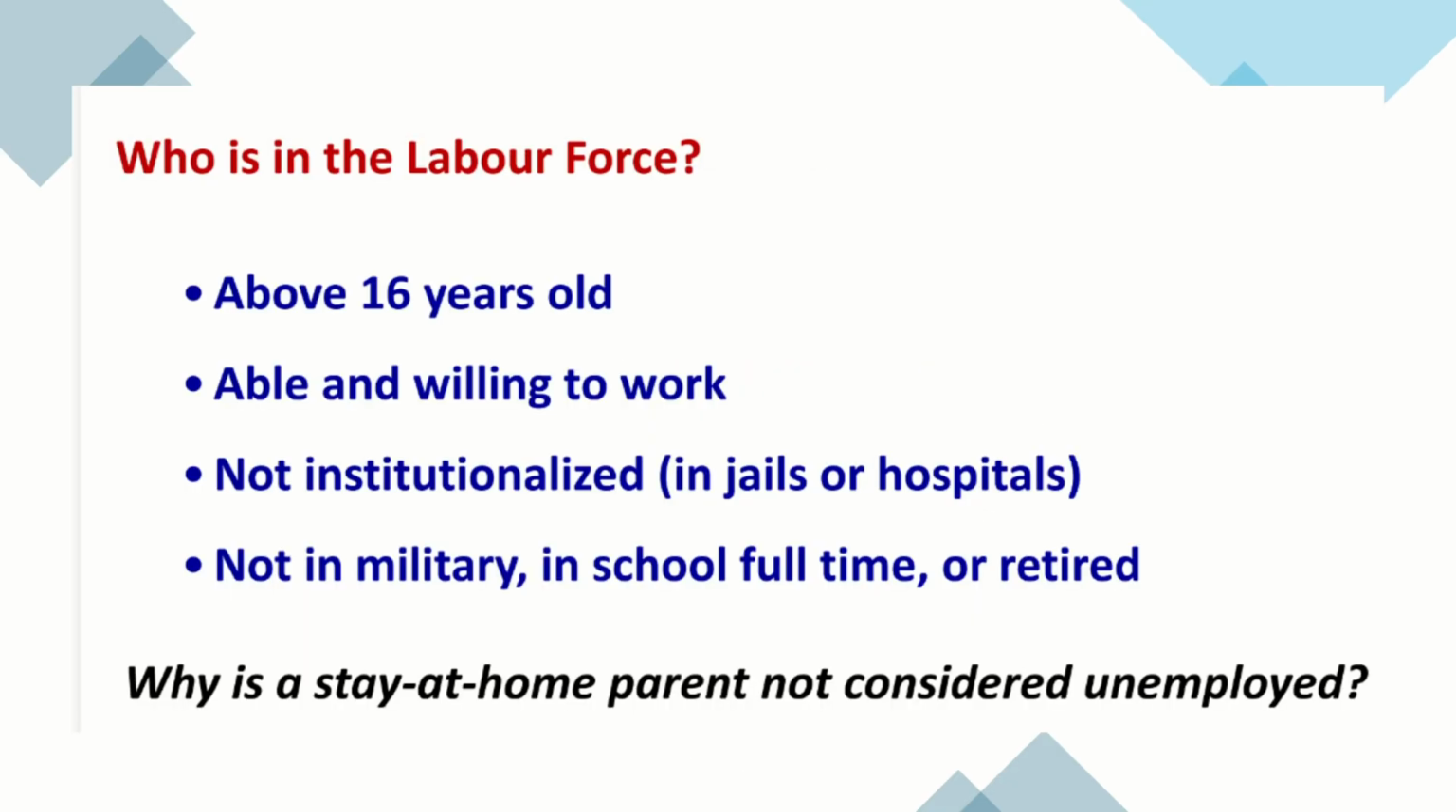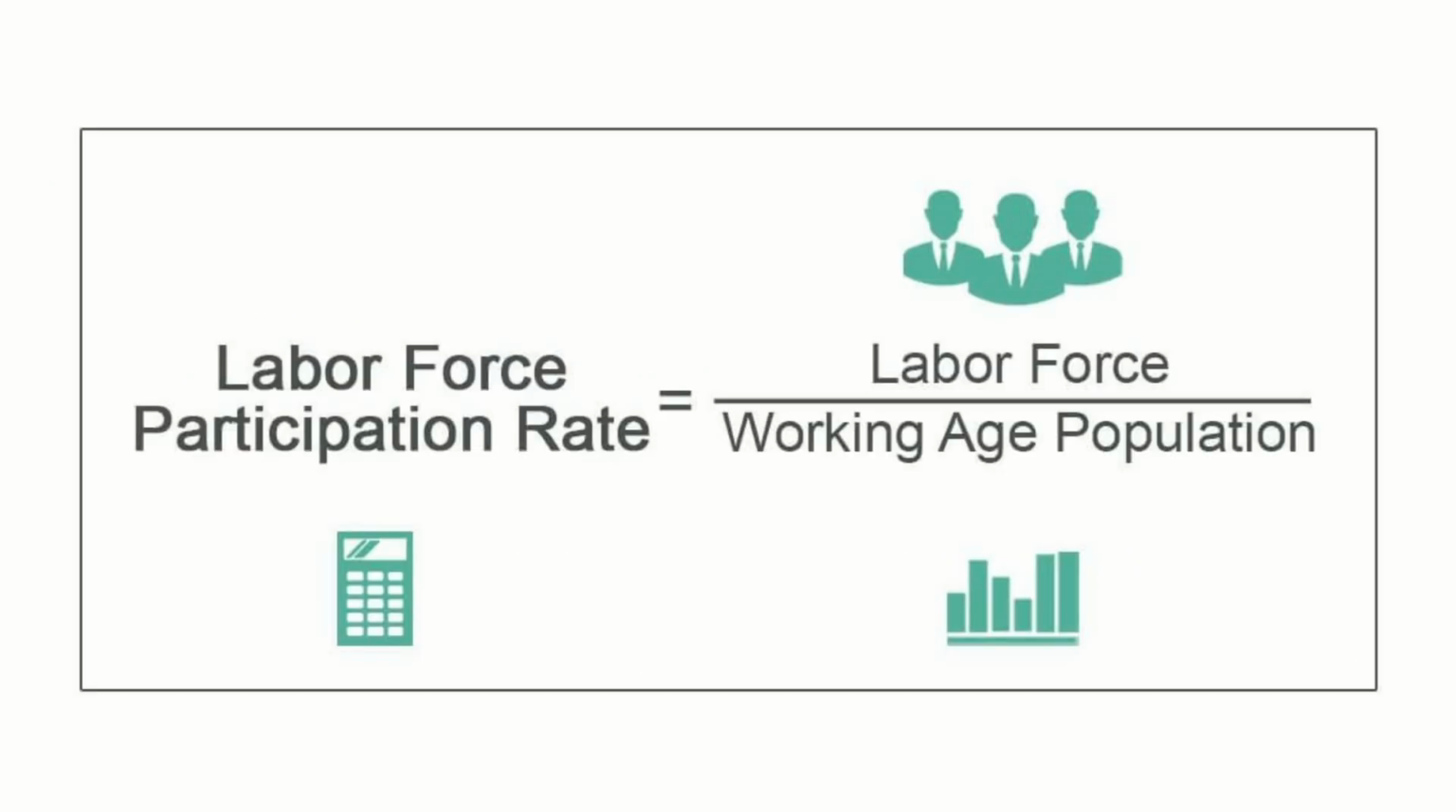To be in the labor force, you have to be above 16 years old, able and willing to work, not institutionalized, so not in jail nor hospital, not in military, in school full-time, or retired. We'll talk more about this concept in depth later on, so you don't have to worry right now. The labor force participation rate is simply the labor force divided by the working age population. It is good to know this because it shows up on the AP Macro exam, especially on the MCQs.